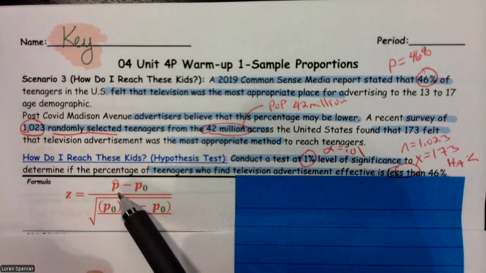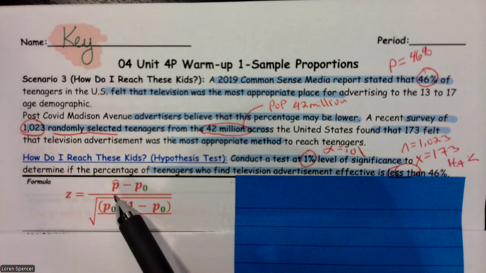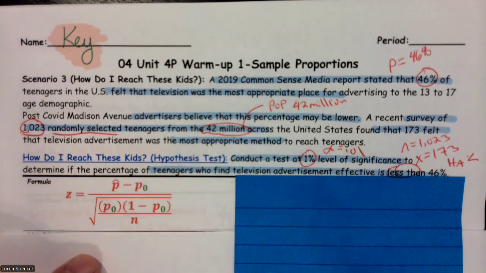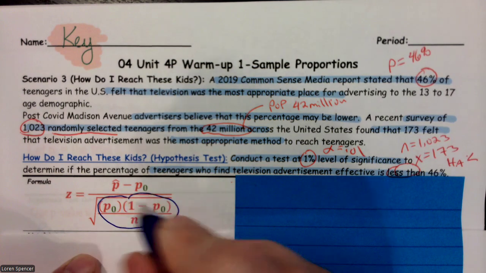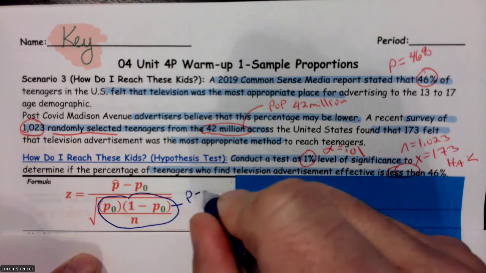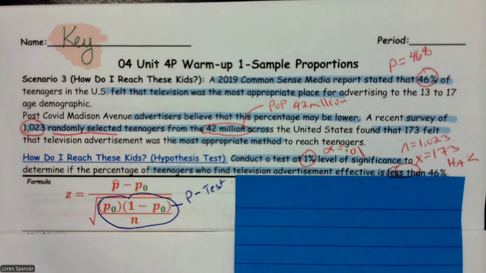So we already said this was a hypothesis test. This is our formula: our sample proportion, that's our p hat, minus our population proportion. Please remember when you're running a hypothesis test, we always have to work with p. So p is always for the test. P hat will be for the confidence interval.